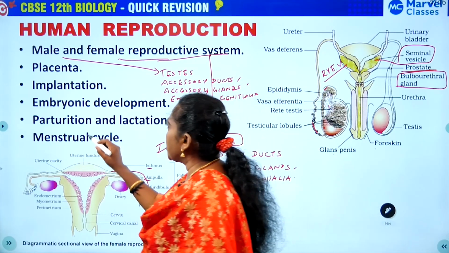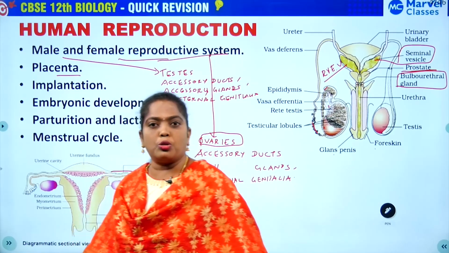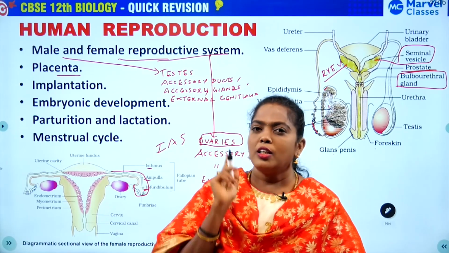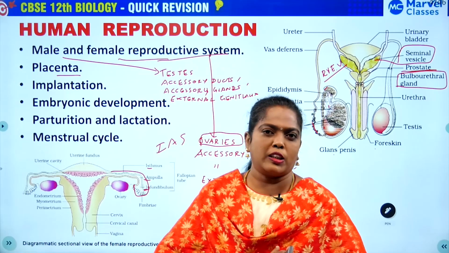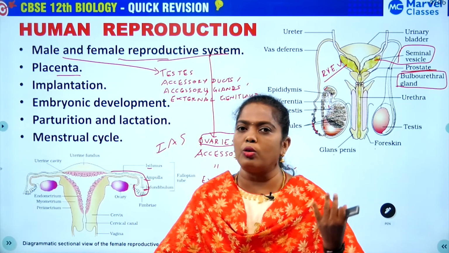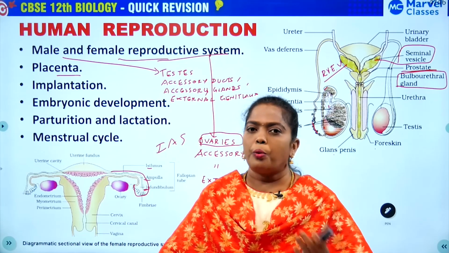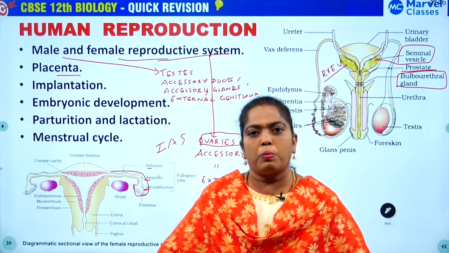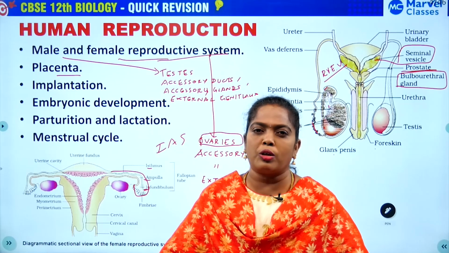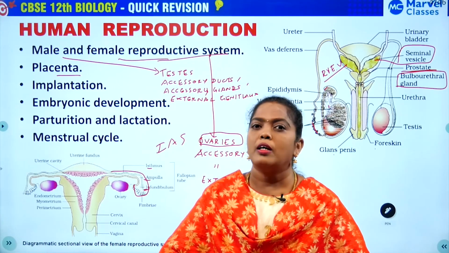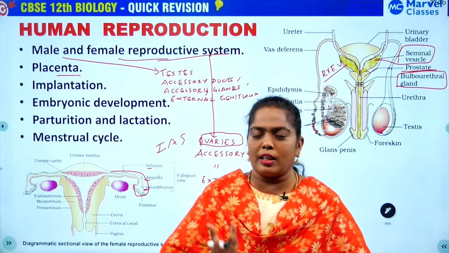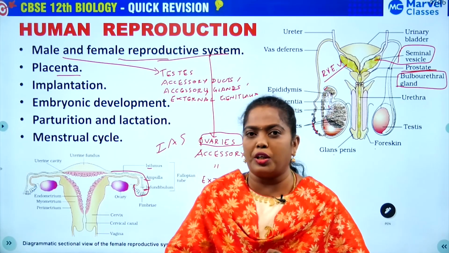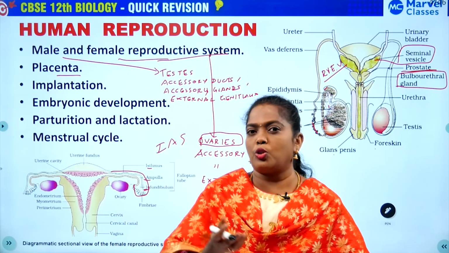Then another important question is the placenta. Here you should mention the function of the placenta. Definitely it helps in nourishment and removes waste. Apart from that, you have to tell about the hormones produced by the placenta. The HCG hormone, human chorionic gonadotropin, is produced by the placenta, which helps in detecting pregnancy, and also helps in increasing the life of the corpus luteum. So these are some of the important things you have to mention about the placenta.